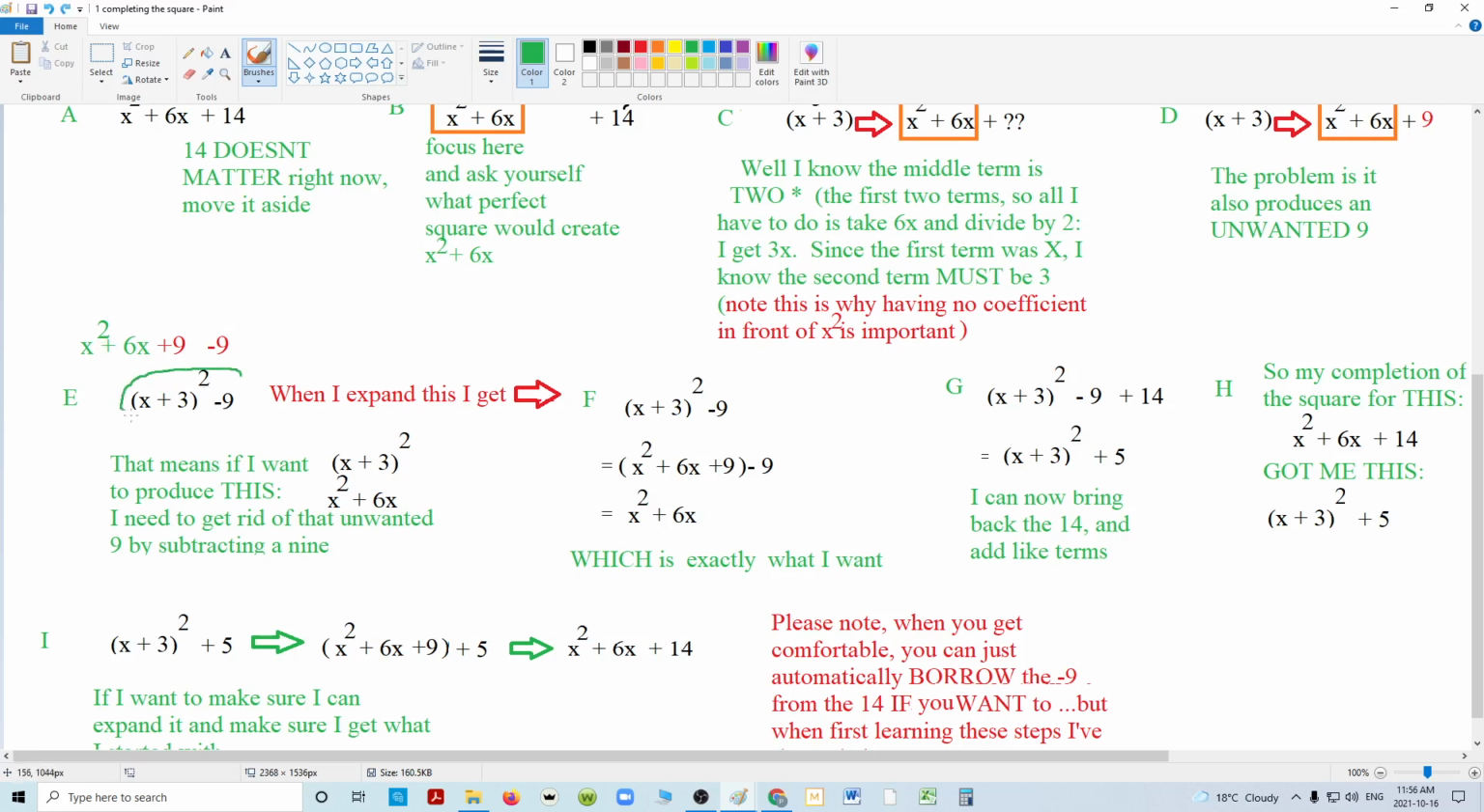That's all I'm doing here. Since I know this part expands to this part, I then simply subtract a 9 so that I get what I want and get rid of what I don't. So then I expand it. When I expand this, it's clear. Look at that. So I'm going to expand this. I get that. I subtract the 9, and I get exactly what I want.